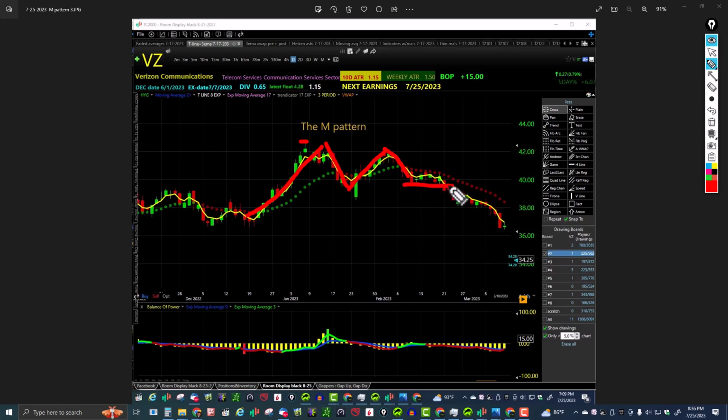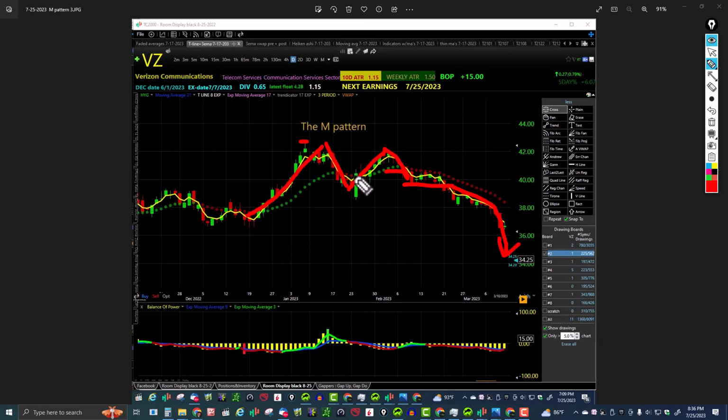There typically will be a battle. They did the battle, and then they broke through, and then they come down. Just like that. There's your M pattern. How I like to play these: as soon as I get to the 50-yard line, you've got this pullback here. As soon as it breaches 51% of it, then I'm in to go short. That's how I like to play them.